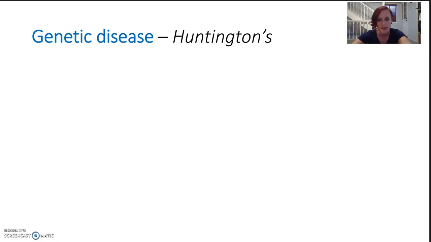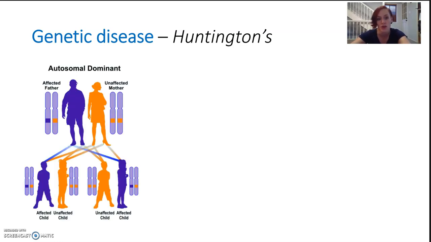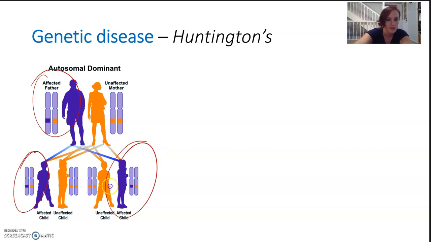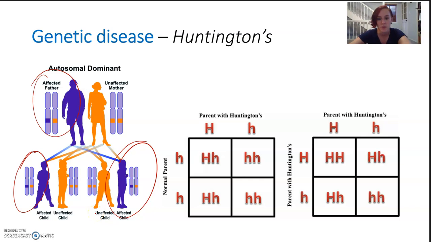Huntington's, however, is the opposite. It is an autosomal dominant. So it's on an autosome, which is a non-sex chromosome, but if you have that allele, you will show that you have that disease. So in this particular case, the affected father has the affected allele and therefore physically manifests the disease, and in that case, anyone who receives that affected allele from him will pick it up.